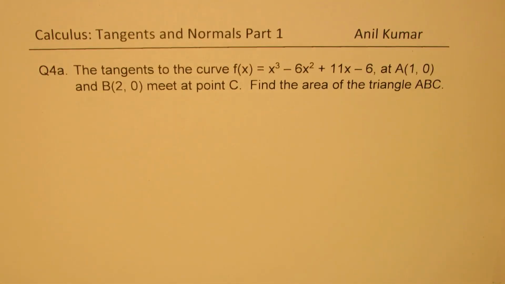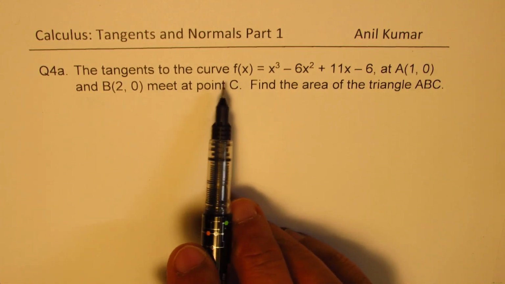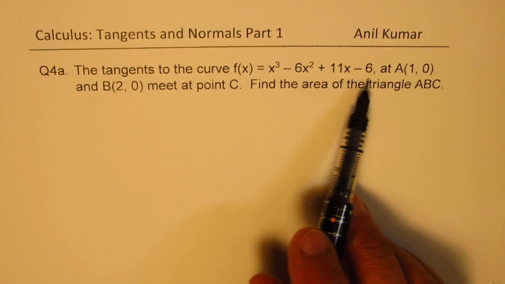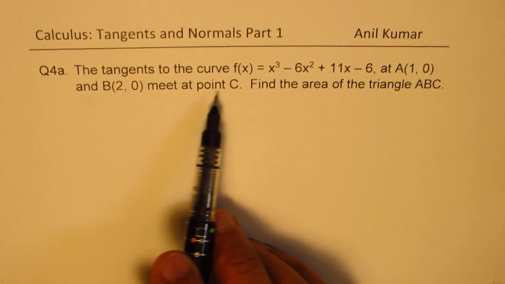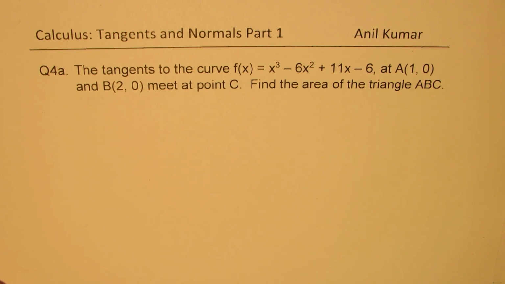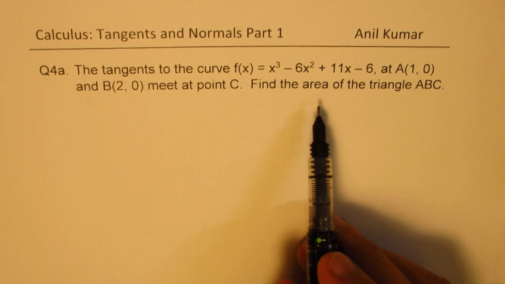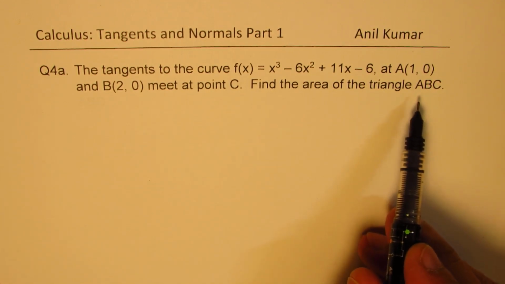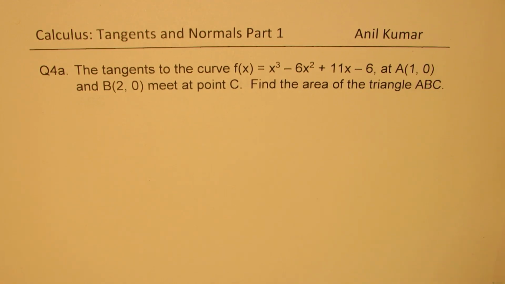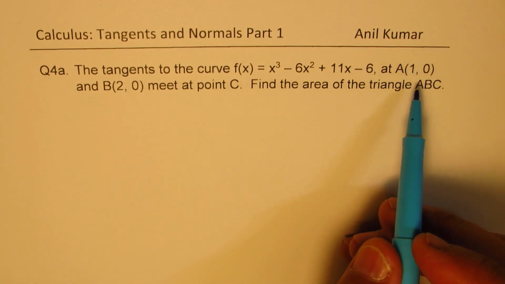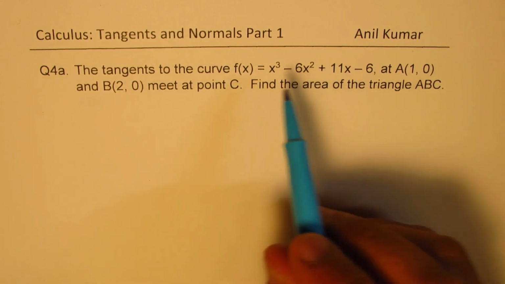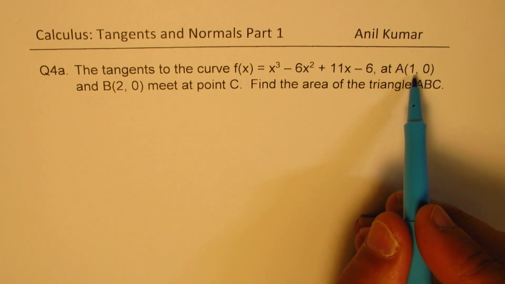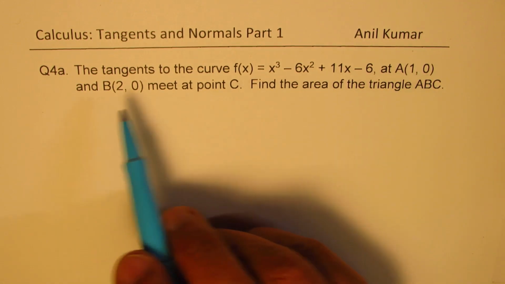Now let's take up question number 4. The tangents to the curve f of x equals this at A (1, 0) and B (2, 0) meet at a point C. Find the area of the triangle ABC. Now this is a very interesting question. We have a cubic function. We are already given two x-intercepts, right? Which are at 1 and at 2, right?